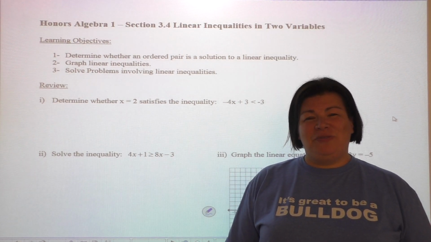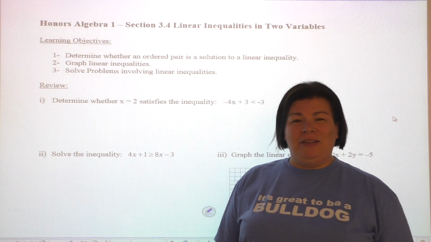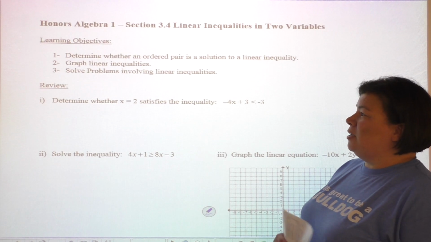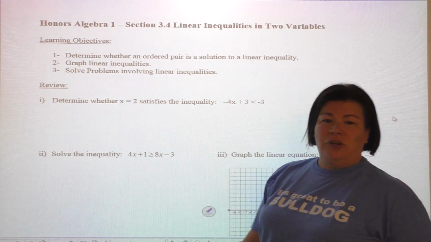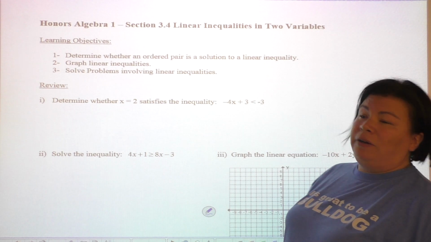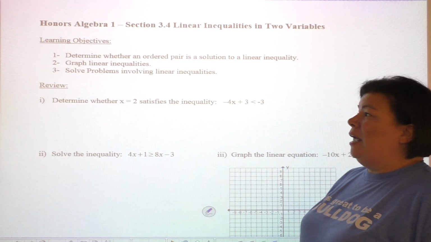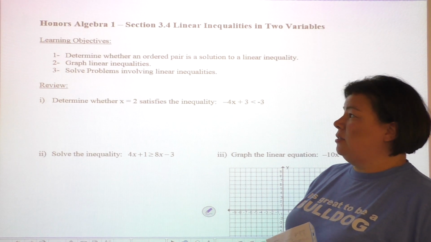Hi, Honors Algebra. This is 3.4. We're going to be talking about linear inequalities in two variables. With our objectives here, we're going to be determining whether ordered pairs are actually part of the solution to a linear inequality, and we're going to graph linear inequalities.